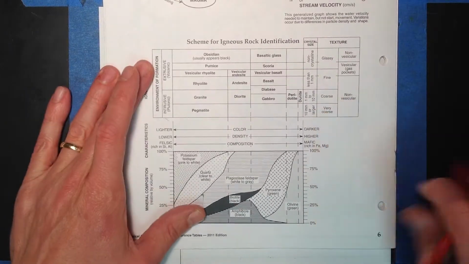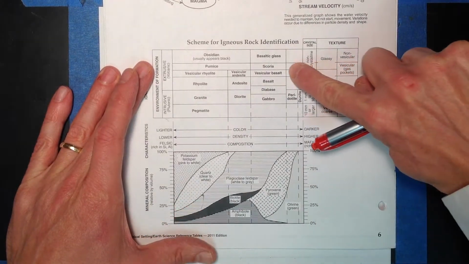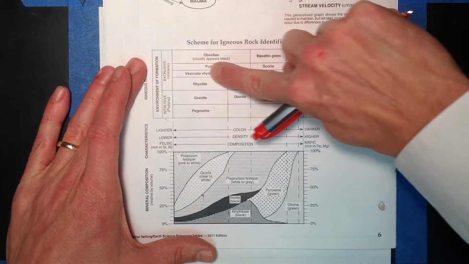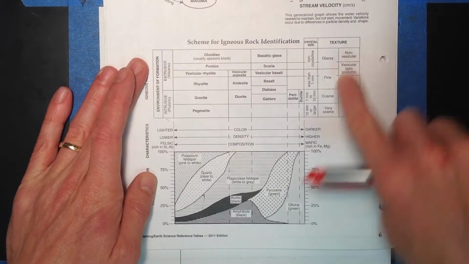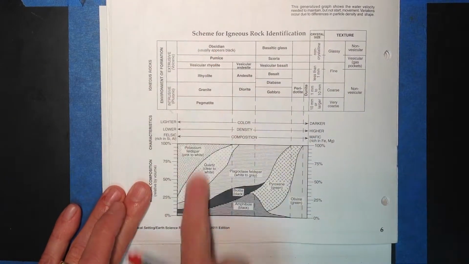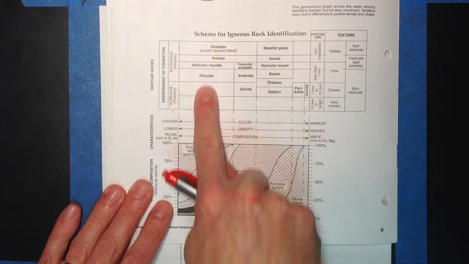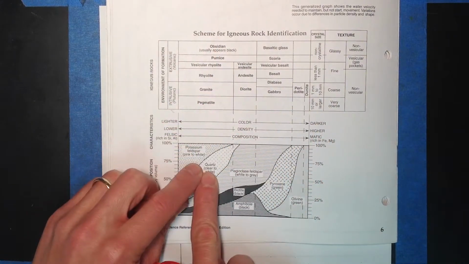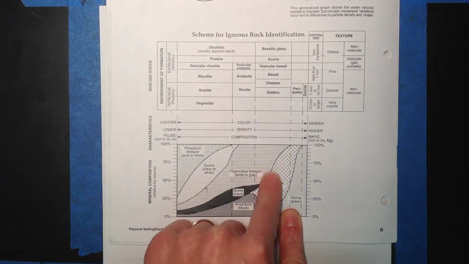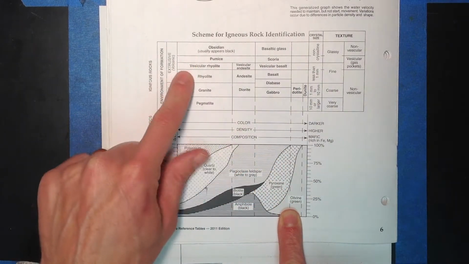So vesicular texture is shown right here. It is these rocks in this row that goes right along here. So it's one of these. And to see the mineral, it has to be on this side of the chart, because these are the rocks. If you follow them down, it has potassium feldspar and quartz. Rocks over here, there is no potassium feldspar or quartz over here. So it has to be something over here.